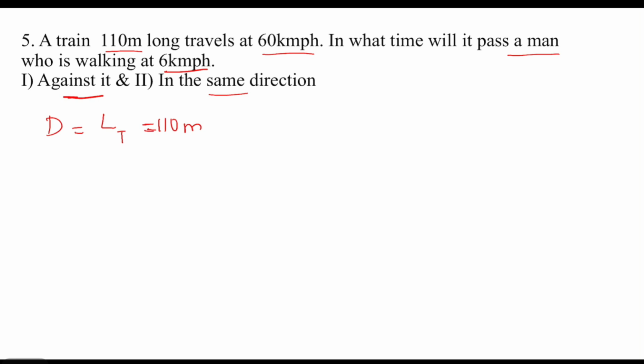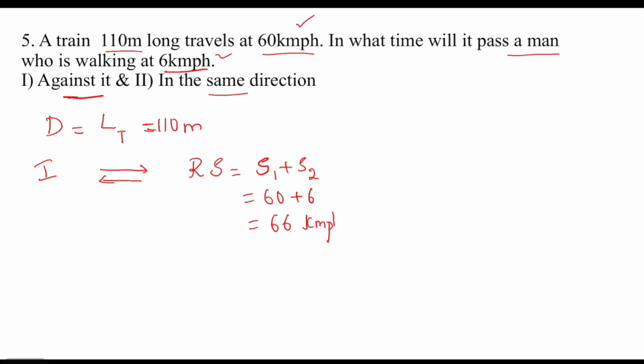Now speed. First case, we have to solve when they are moving against it. Against means opposite direction. When two bodies are moving in opposite direction, the relative speed will get added. So S1 plus S2: 60 plus 6, where 60 is the speed of the train and 6 is the speed of the man. So it becomes 66 km per hour.